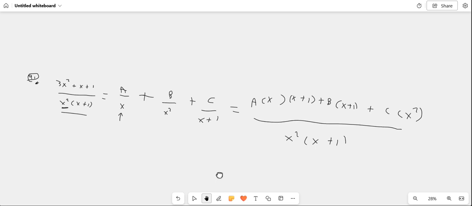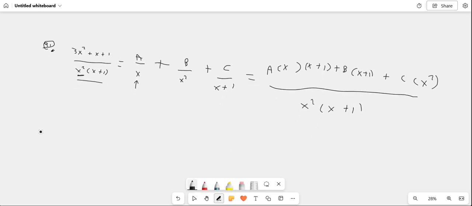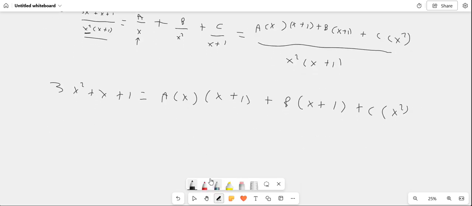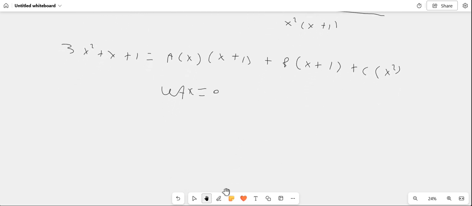Alright, save. Obviously you make the top equal to the top, as we've been doing before, so 3x squared plus x plus 1 is equal to ax, a open bracket x plus 1, plus b open bracket x plus 1, plus c open bracket x squared. Alright, calm. So now you're probably thinking, to eliminate x, we let x equal 0. Because of that, a is going to go away, but also c is going to go away, because if I put 0 into there it'll become 0 squared, so that's also going to eliminate that. So you might say that's a bit of a problem. How are we going to find c then? We'll see now.